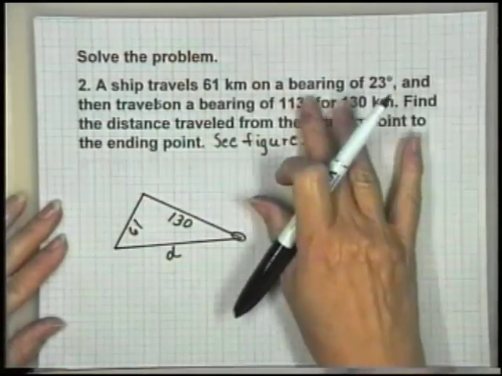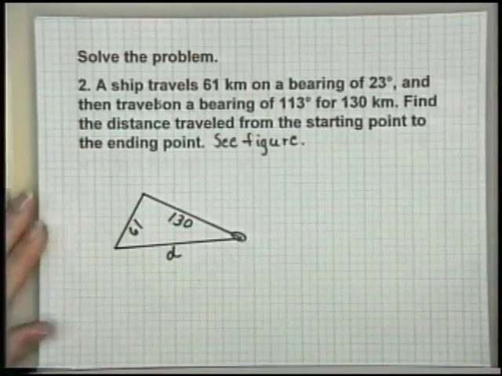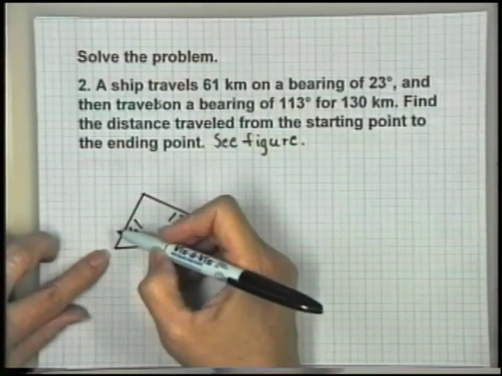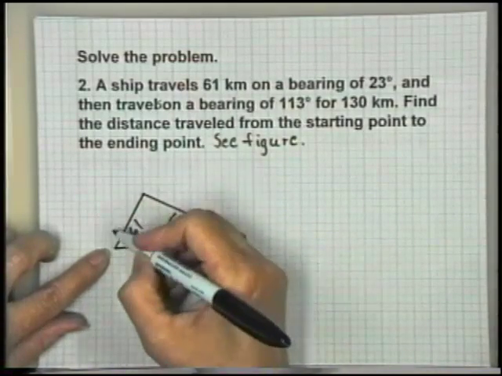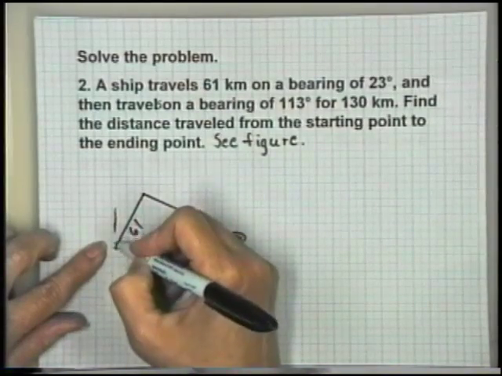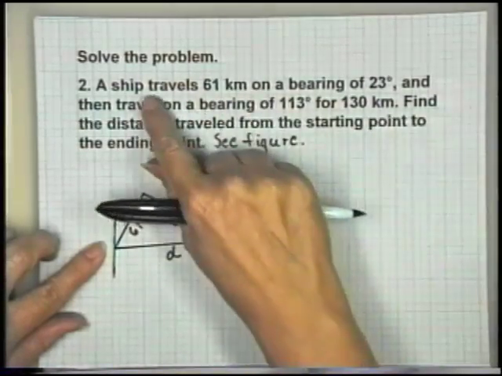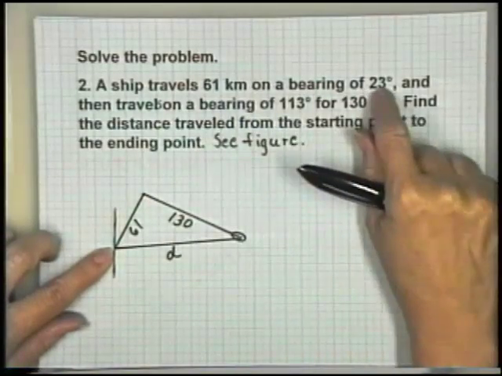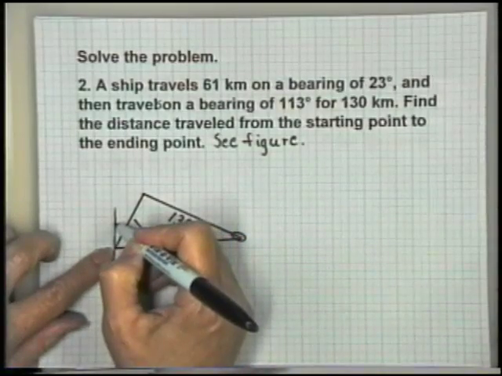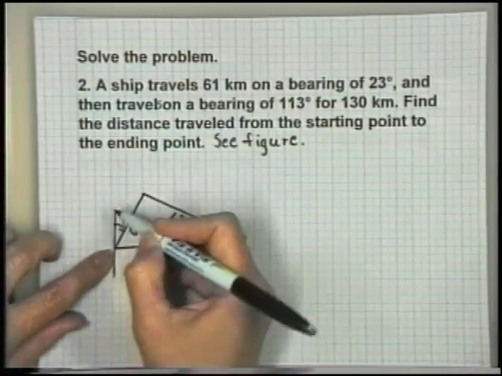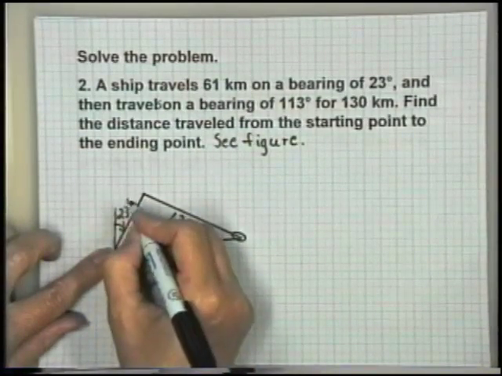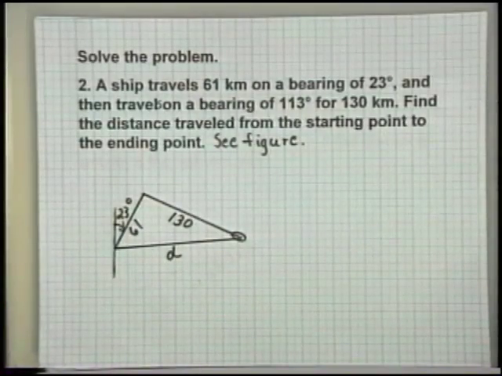So let's see what our bearings tell us. When I work these problems, I like to draw the north-south line to get my bearing, if you will. And so at my starting point, I would sketch in this north-south line. And since the ship was traveling on a bearing of 23 degrees, since it's a single bearing, I know that means the angle between due north and the line that the ship is traveling on is 23 degrees. So I know that angle's 23 degrees.